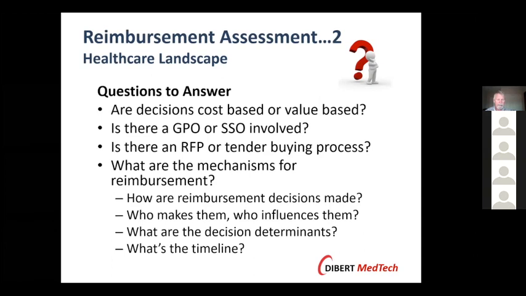So how are decisions made? Who makes them? Who answers them? What are the determinants? And what's the timeline? So you need to understand all of these questions around the landscape.